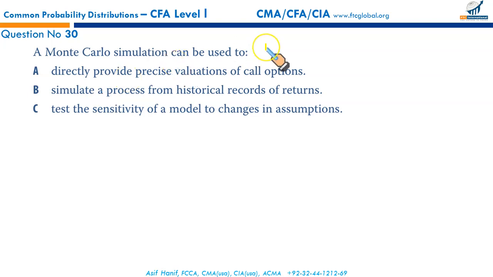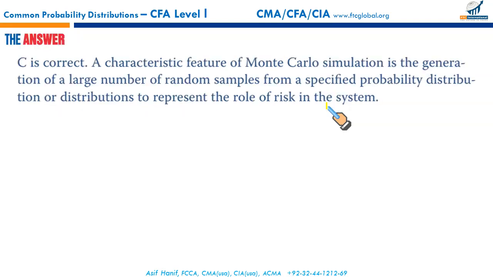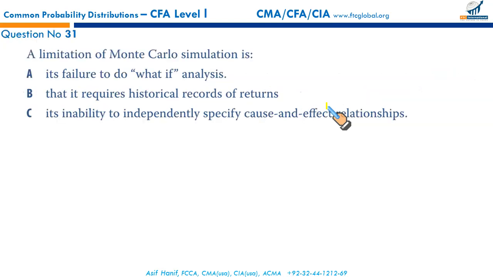A Monte Carlo simulation can be used to do what? Directly provide precise valuation of a call option? No, it's a statistical estimate. Simulate process from historical records? Wrong. This is historical simulation, not Monte Carlo simulation. Then what? It tests the sensitivity of the model to changes in assumptions. Correct. It assesses the sensitivity: assumptions could be changed, and that will change the overall outcome of the trial. C.